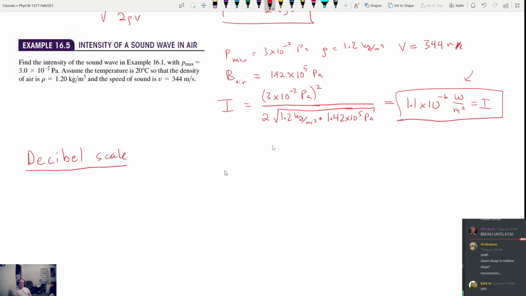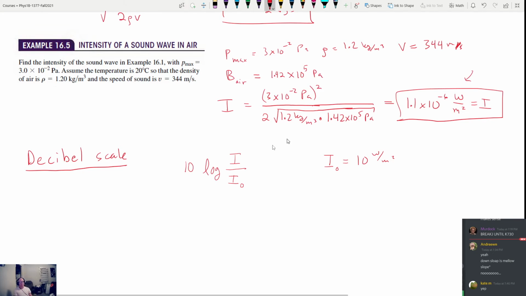Pretty much what we do with the decibel scale is we measure the intensity relative to a specific intensity. So I believe what we do is you do 10 times the log of the intensity of your sound divided by a reference intensity, which is I naught, and I think I naught is, is it 1,000 or is it 10 watts per meter squared? I can't remember. I'm going to have to look at the book.